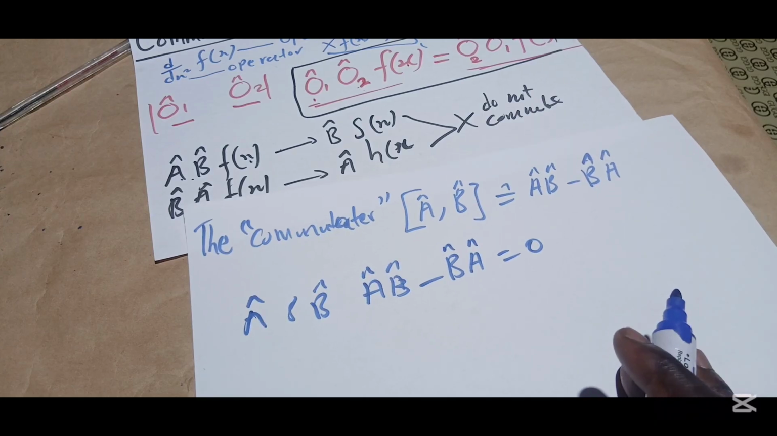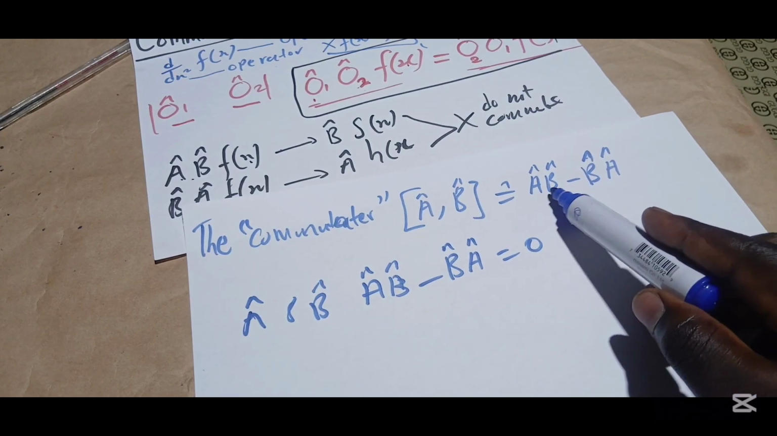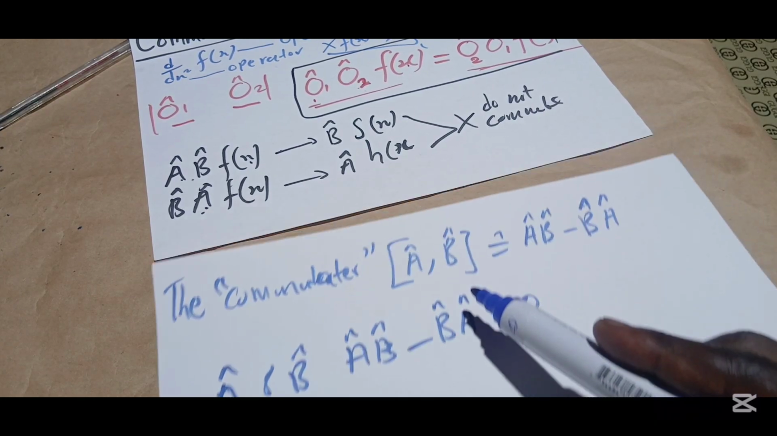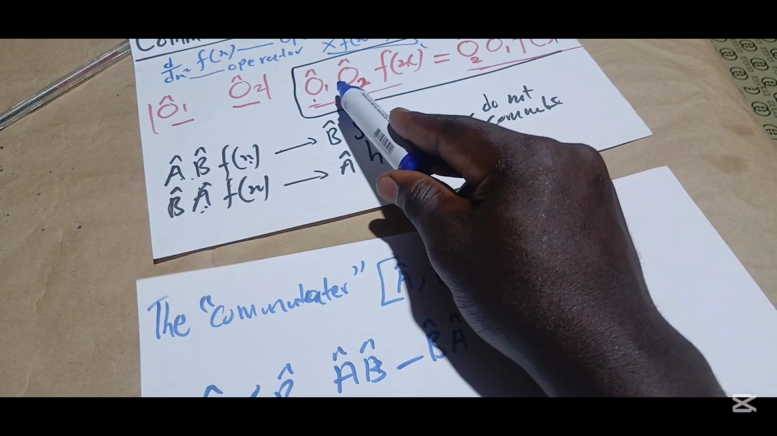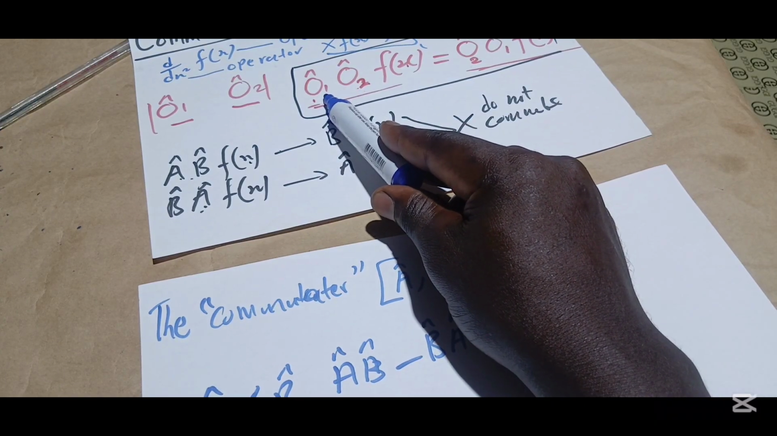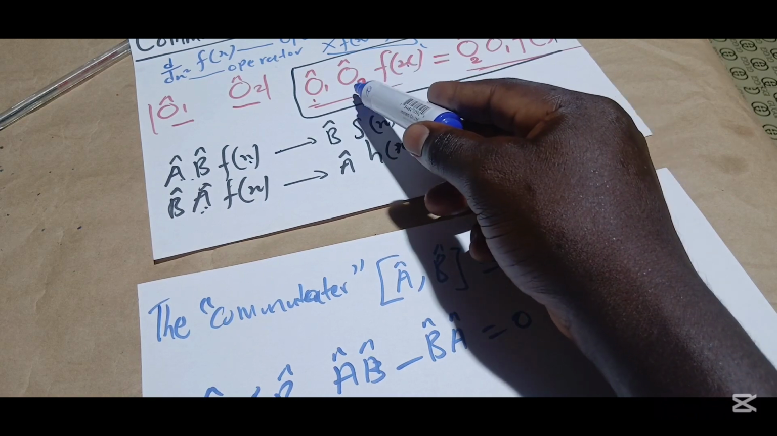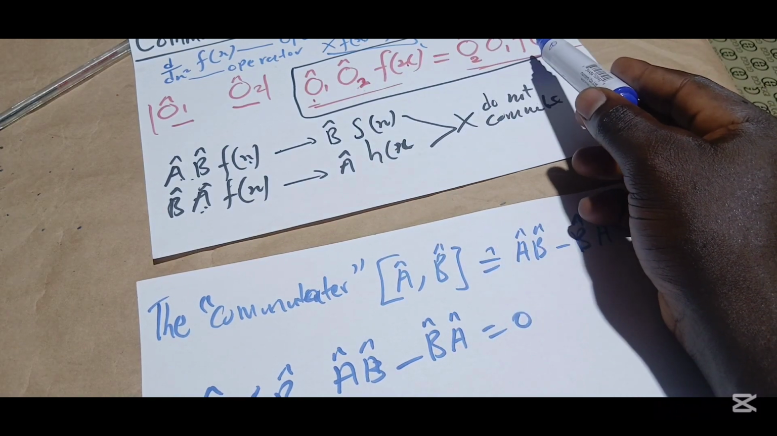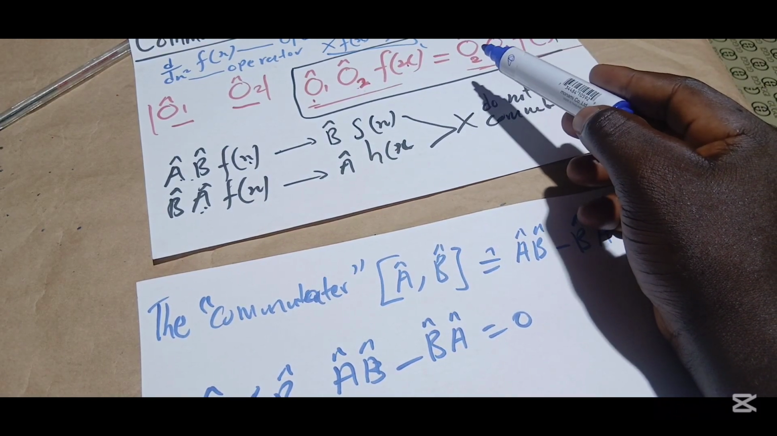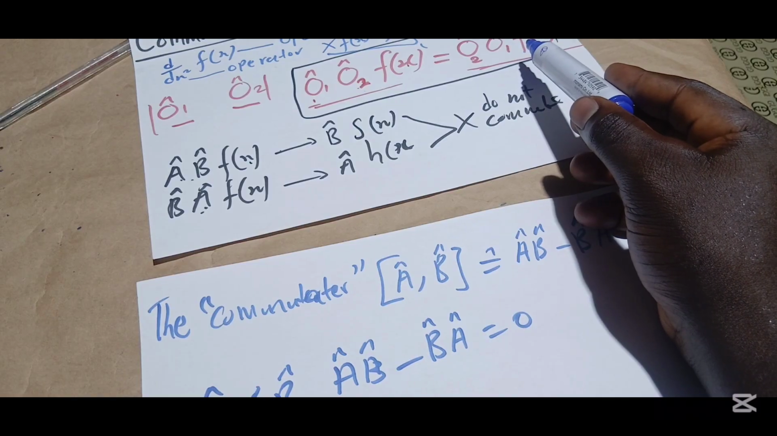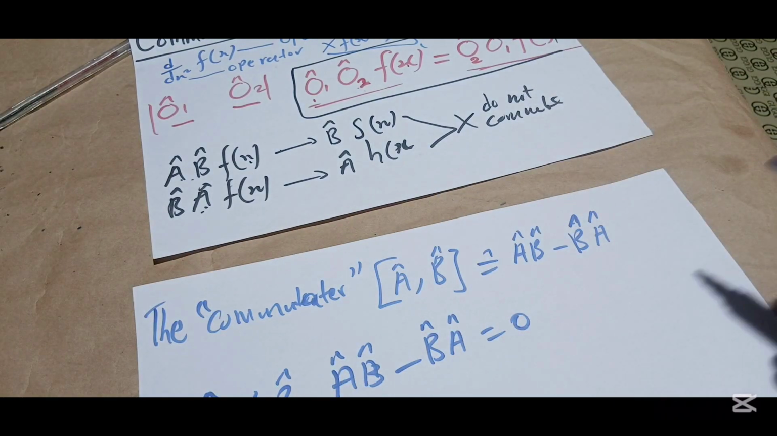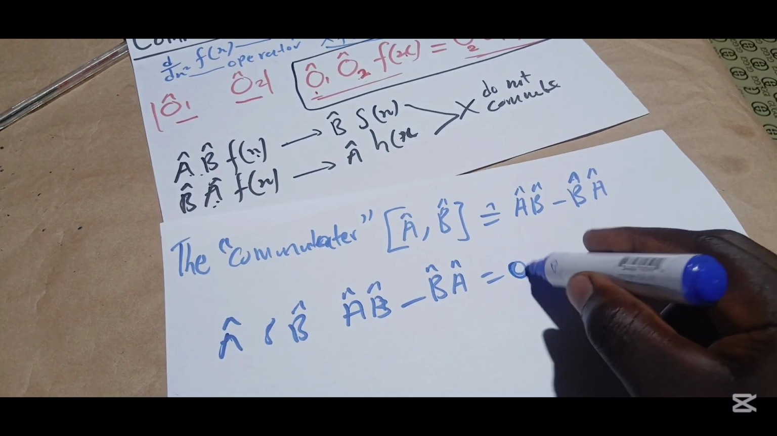Because we are saying that if you operate A on B, the result that we should get, if you operate operator 1 and operator 2 on the function, the result that we get from the left side should be equal to the right side. So if the left side is equal to the right side, then if we find the difference, definitely we are going to get 0, right?